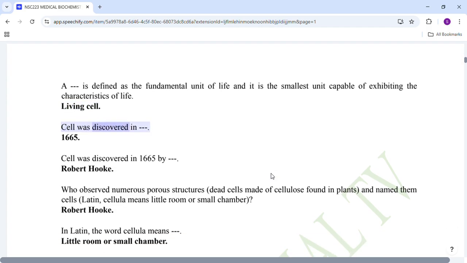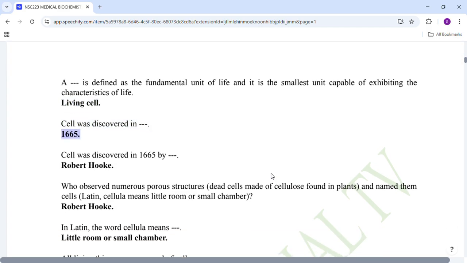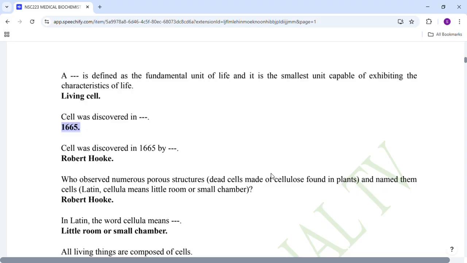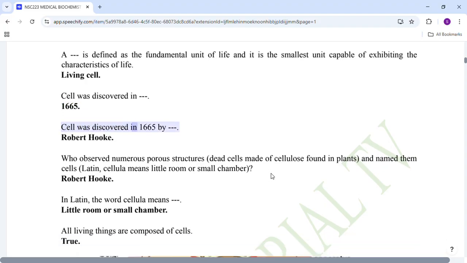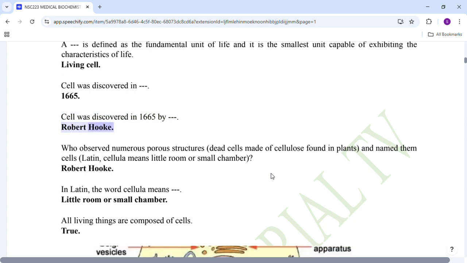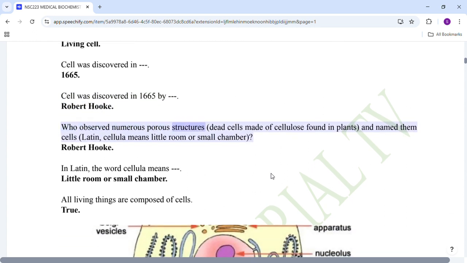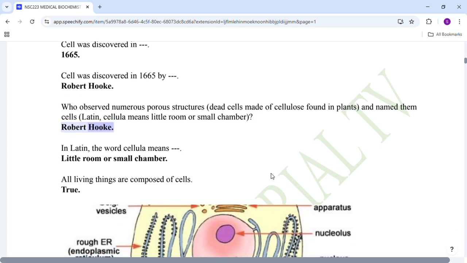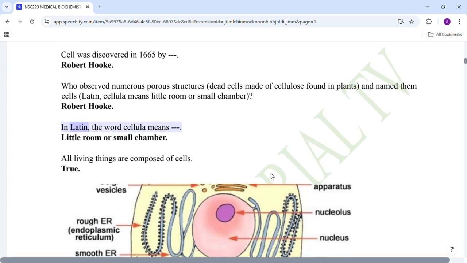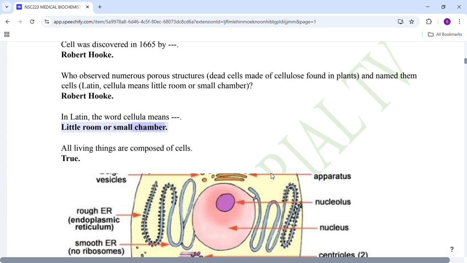Cell was discovered in 1665 by Robert Hooke, who observed numerous porous structures, dead cells made of cellulose found in plants, and named them cells. In Latin, the word cellulo means little room or small chamber.